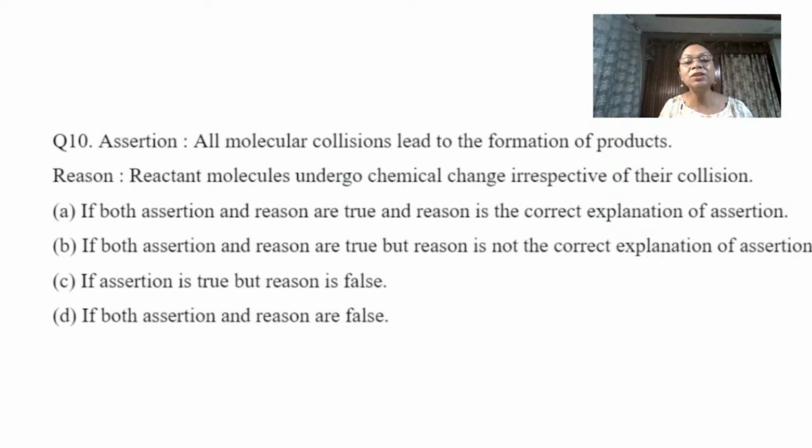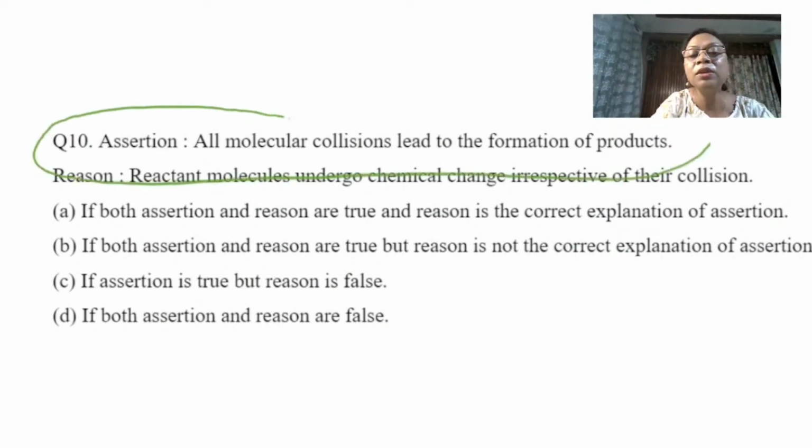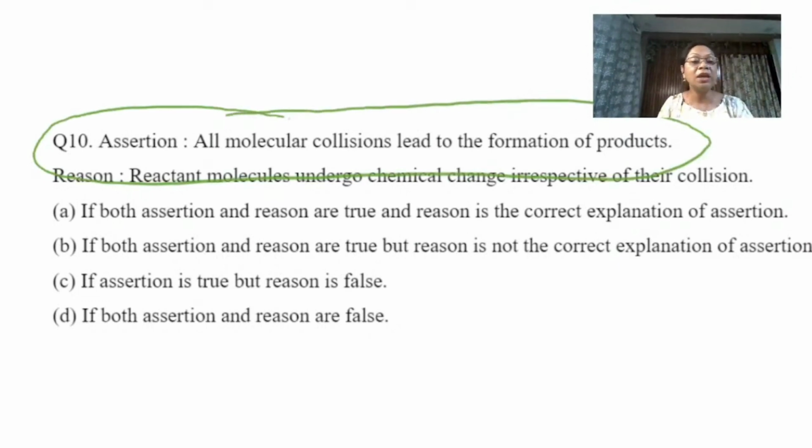All molecular collisions lead to the formation of products. Come on, how can all molecular collisions lead to the formation of products? It doesn't. Do I have to go to the next one? Yeah, because in my option D, assertion is false. So obviously the reason will be false because I have not given you any option E where the reverse is true. That means if assertion is false and reason is true, I have not given you. So obviously it should go with D.